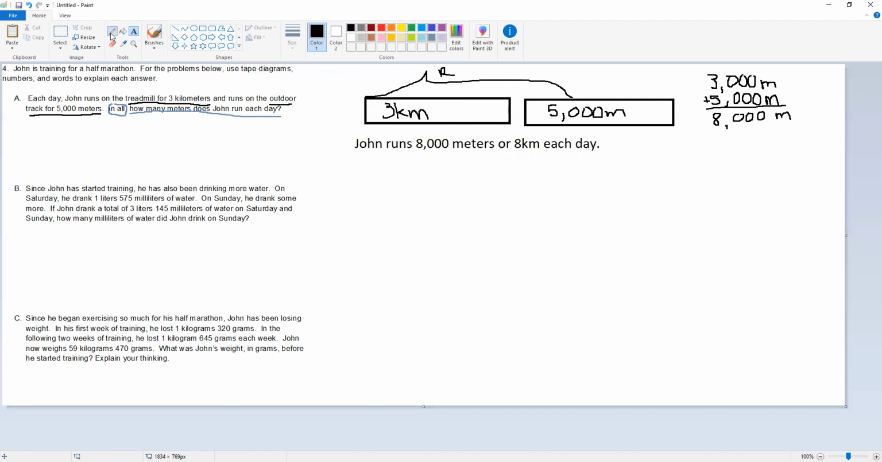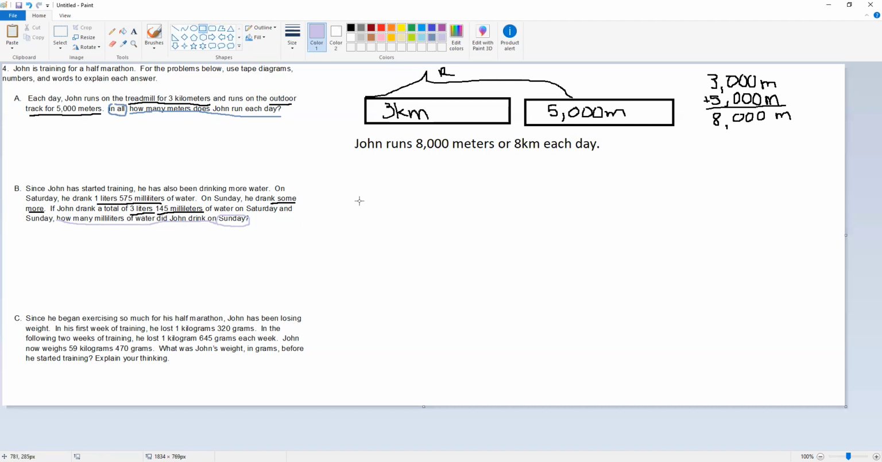So let's look at each part of the problem. Since John has started training, he's drinking more water. On Saturday, we know he drank 1 liter, 575 milliliters of water. And then on Sunday, we know he drank some more. And we know the total. If John drank a total of 3 liters, 145 milliliters of water on both Saturday and Sunday, how many did he drink on Sunday? So our question's right here. We need to know how many he drank on Sunday. And it doesn't directly say that. So let's use the tape diagram to figure it out.